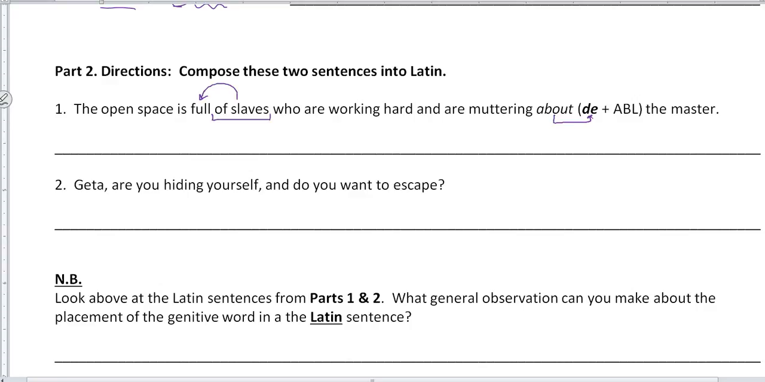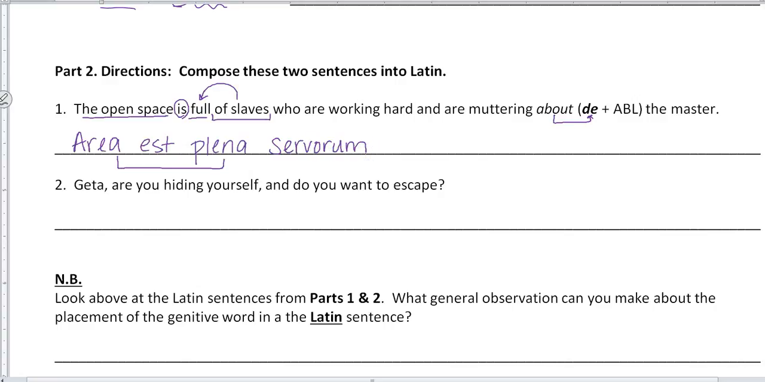All right, so the open space is the area. It's also translated as the threshing floor or just the area. Any of those would be fine. The area is, that's your verb, est, full, plena. Notice plenus is an adjective, so it's got to agree with its noun buddy. It's agreeing with area, which is feminine, nominative, singular, so plena also must be feminine, nominative, and singular. Of slaves is genitive, and it's plural. Watch your singulars and plurals.